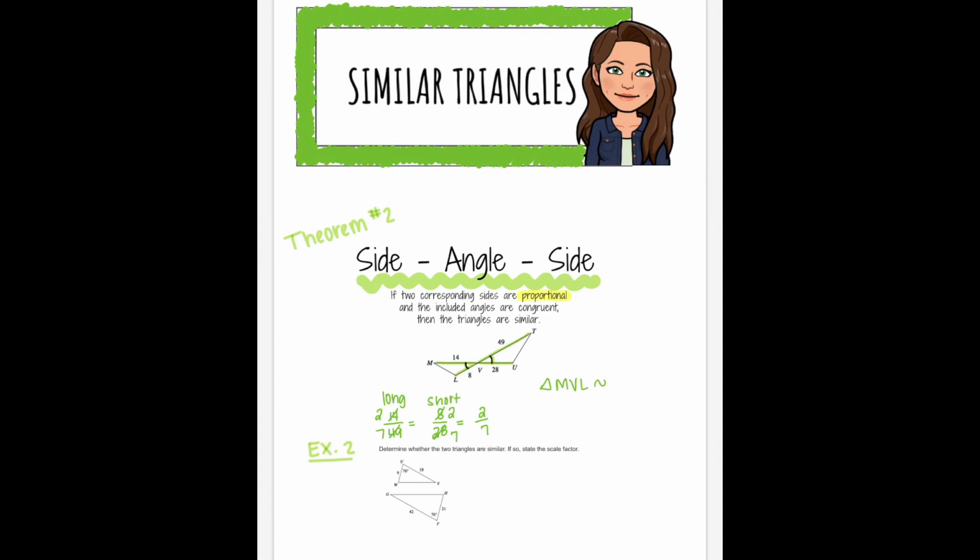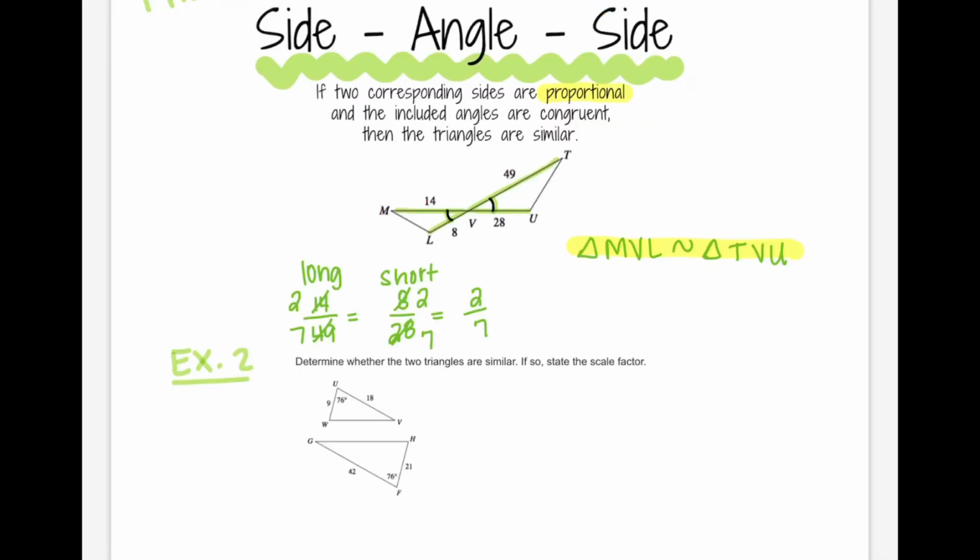So we would write our congruent statement as triangle MVL is similar to triangle TVU. Notice the order matters. Example 2, determine whether the two triangles are similar.